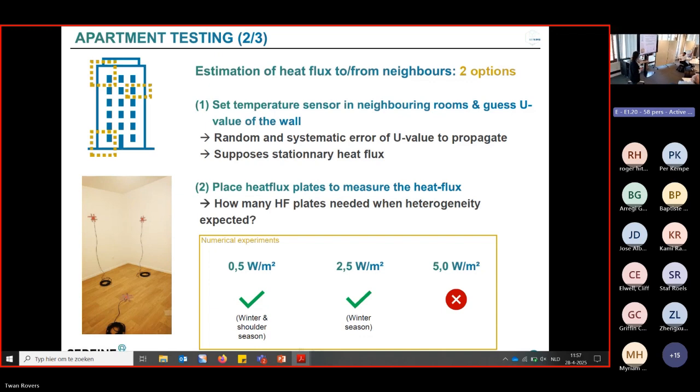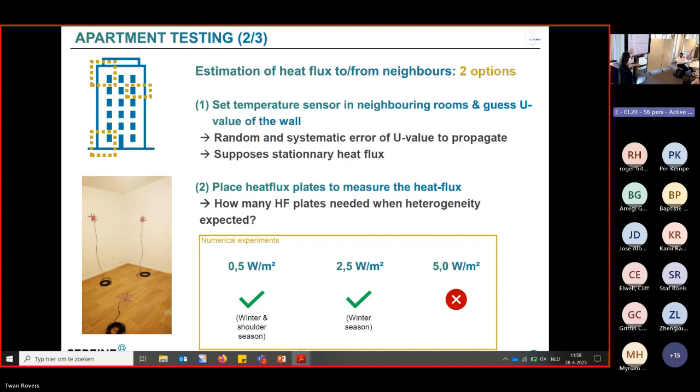So it was easier to do in the end, because very often we could just access the neighboring apartments. And we also noticed that the effect on uncertainty was lower when we used heat flux plates to measure this neighboring heat transfer. But even when you place a lot of heat flux plates, you can't get past some heterogeneity of the walls. The heat flux is not exactly the same anywhere on the walls.